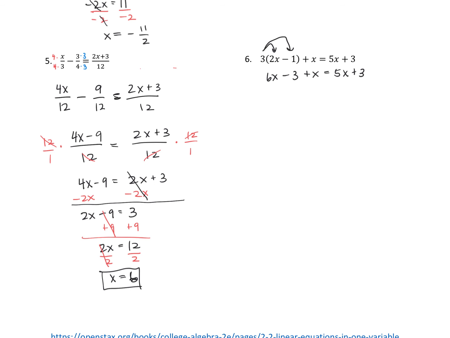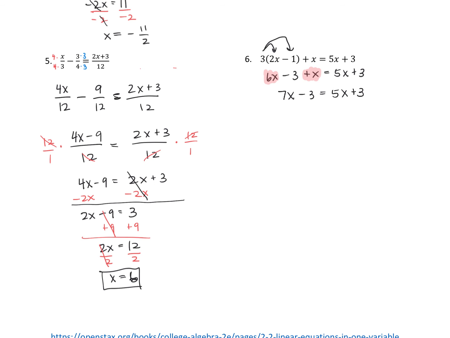Now I look at each side of the equal sign separately and see if I have like terms. So on the left-hand side, I have 6x plus x. Those are like terms. So that will give me 7x minus 3 is equal to 5x plus 3. So those were the only like terms. Nothing else was like. Now we start moving things across the equal sign.